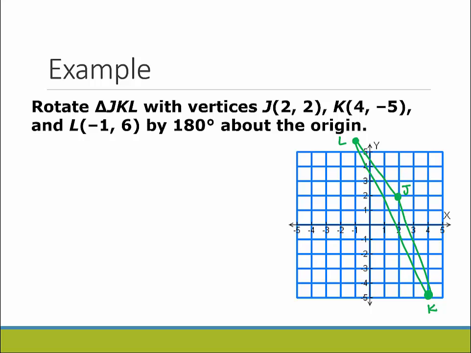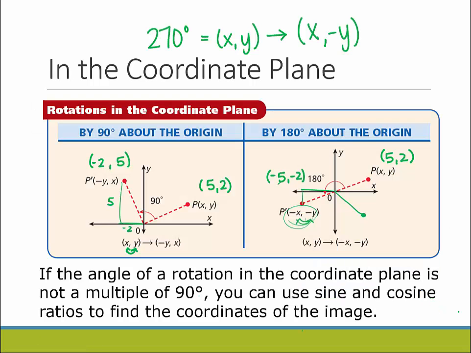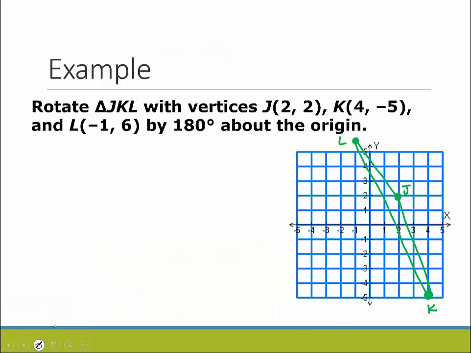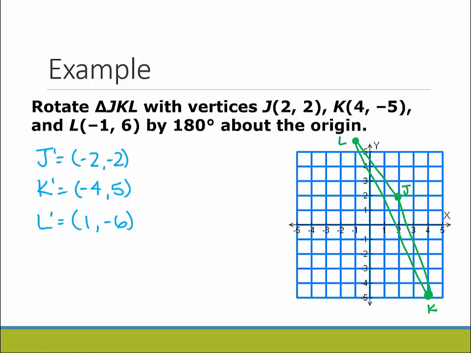180 degrees about the origin. So if we look back here, all we've got to do is make our x's and y's negative, and that will rotate it. So our new points are: J is going to be at negative 2, negative 2. K is going to be at negative 4, positive 5. And L is going to be at positive 1, negative 6.